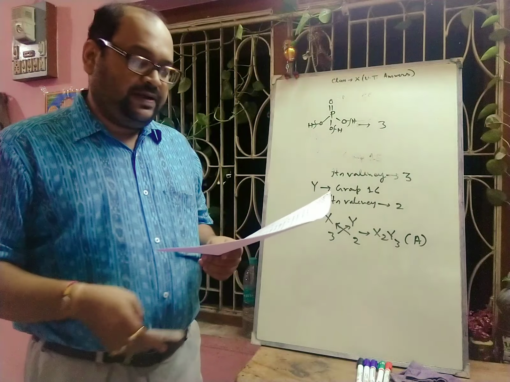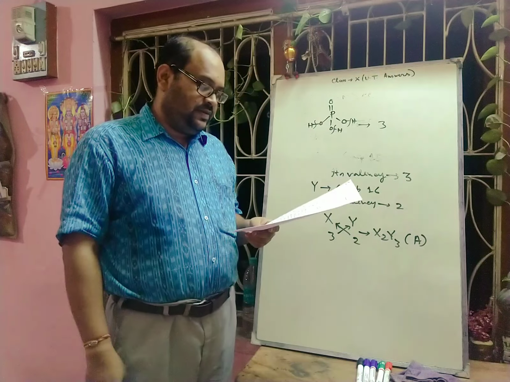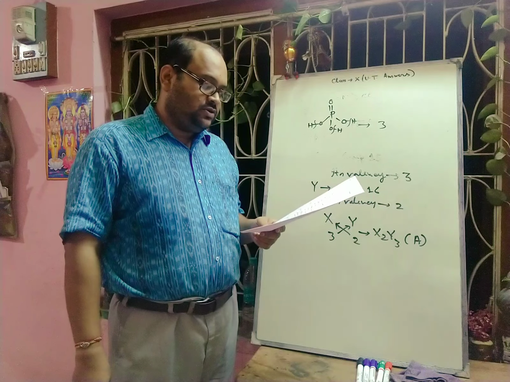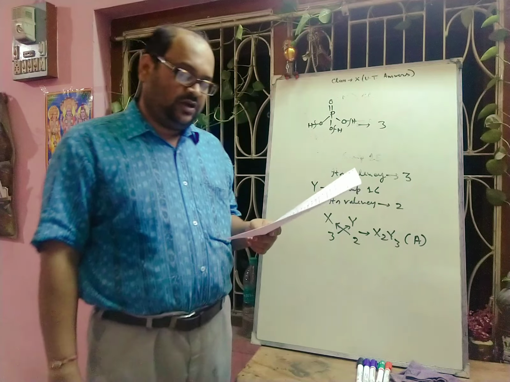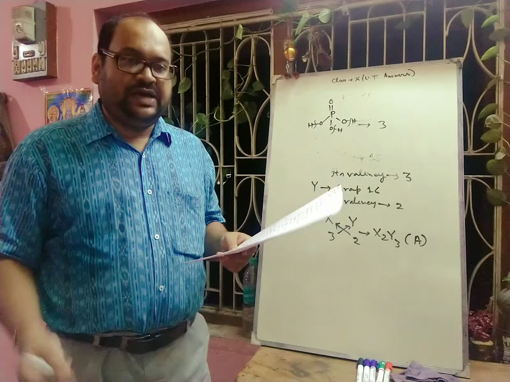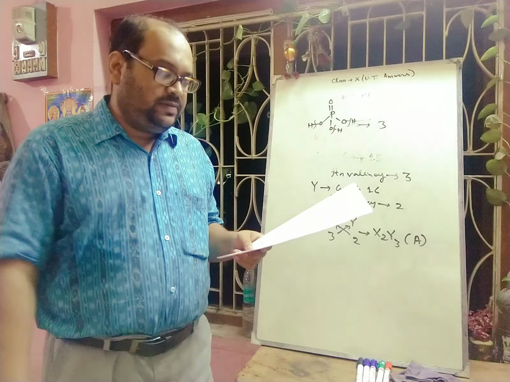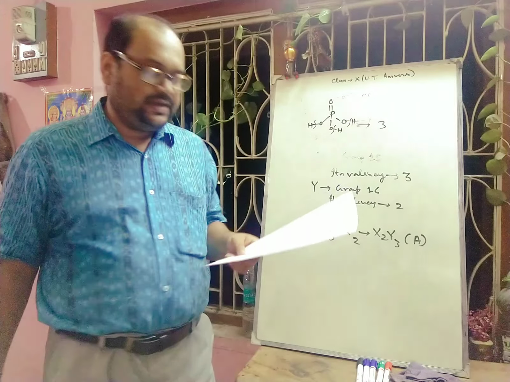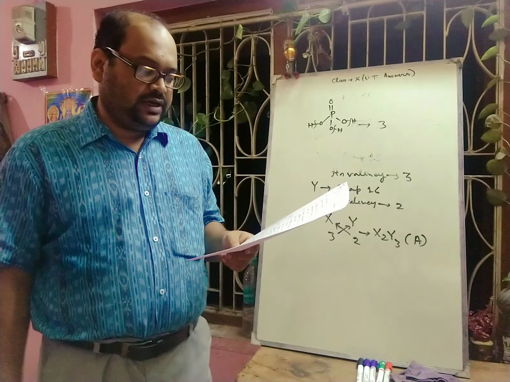Next is fill in the blank with the choices given in brackets. The first question: the higher the pH value of the solution, the more acidic or alkaline it is. A higher pH value means definitely it will be alkaline. It should be greater than 7, then it will be alkaline.